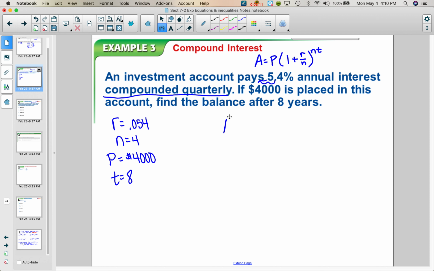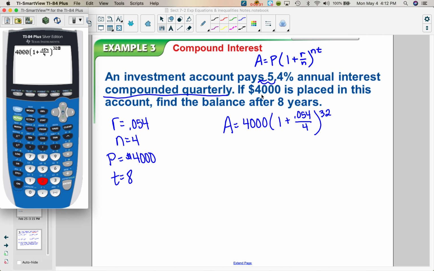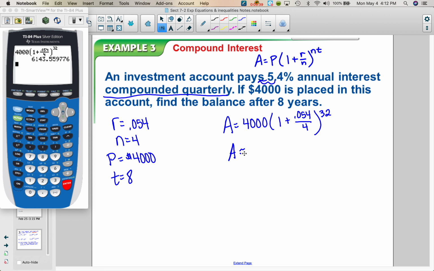And I want to find the balance, so I want to find the amount. So I take 4,000 times 1 plus 0.054 over 4, raised to the 4 times 8 power, so the 32nd power. You can type it in just like it looks and hit enter, and then we get this amount. So the amount would be, and we will round to the nearest cent, $6,143.56.